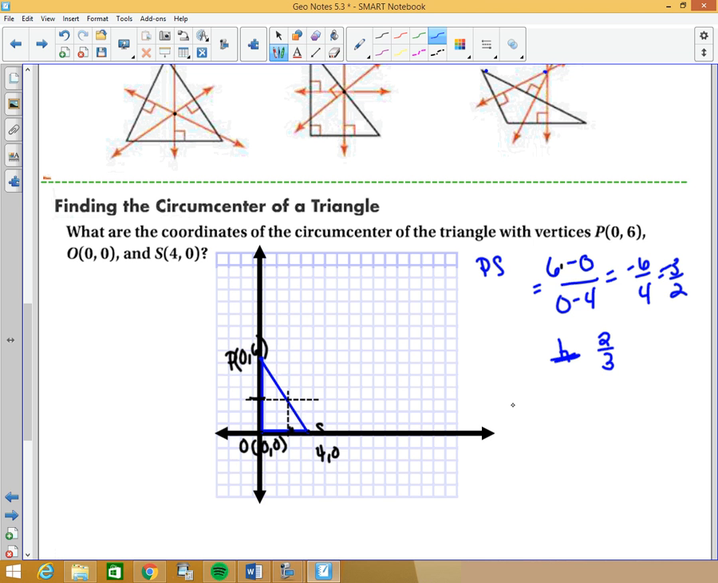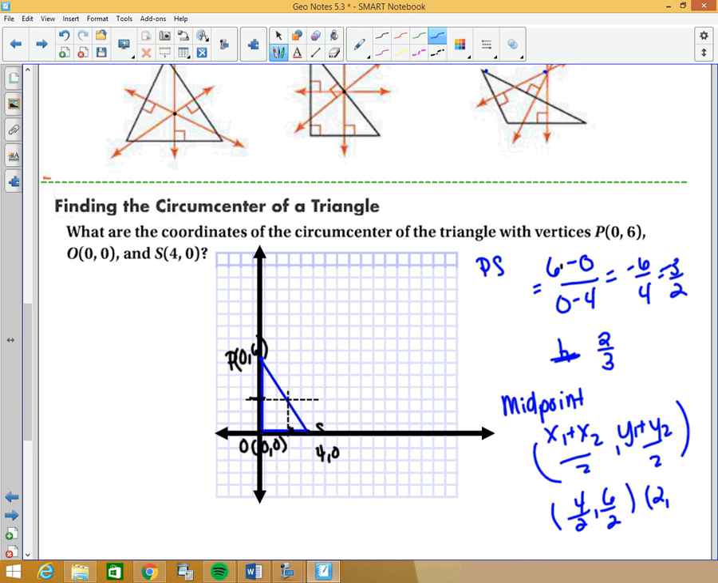Okay, the next thing we need to know is, what is the midpoint? Okay, so in order to find the midpoint, we'll use the midpoint formula, x1 plus x2 over 2, and then y1 plus y2 over 2 to get the coordinates of the midpoint. So again, you're going to end up with 4 over 2, 6 over 2. So it looks like the midpoint is going to be (2, 3).